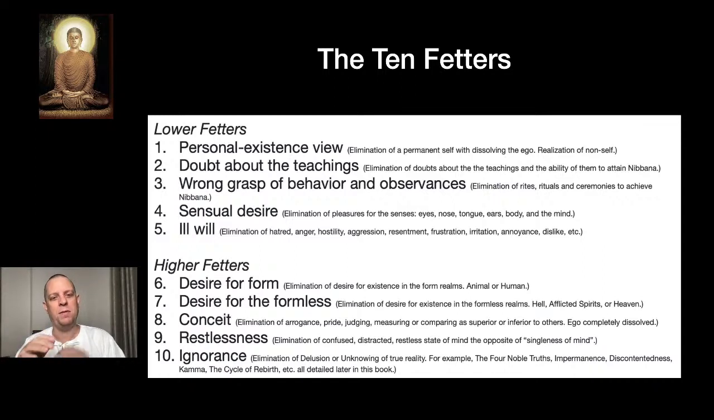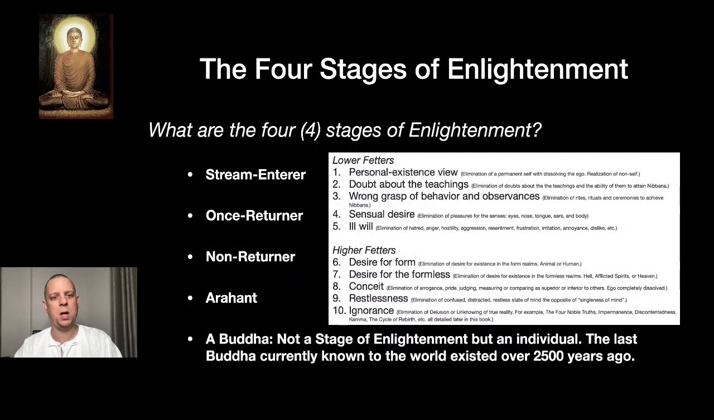So now that we have a general understanding of these fetters and some of the things that we need to do in order to eliminate them, which you're going to need to revisit as you get closer and closer to the jhanas, let's go to the next part where we talk about the four stages of enlightenment. There are four stages, which are stream enterer, once returner, non-returner, and arahant.